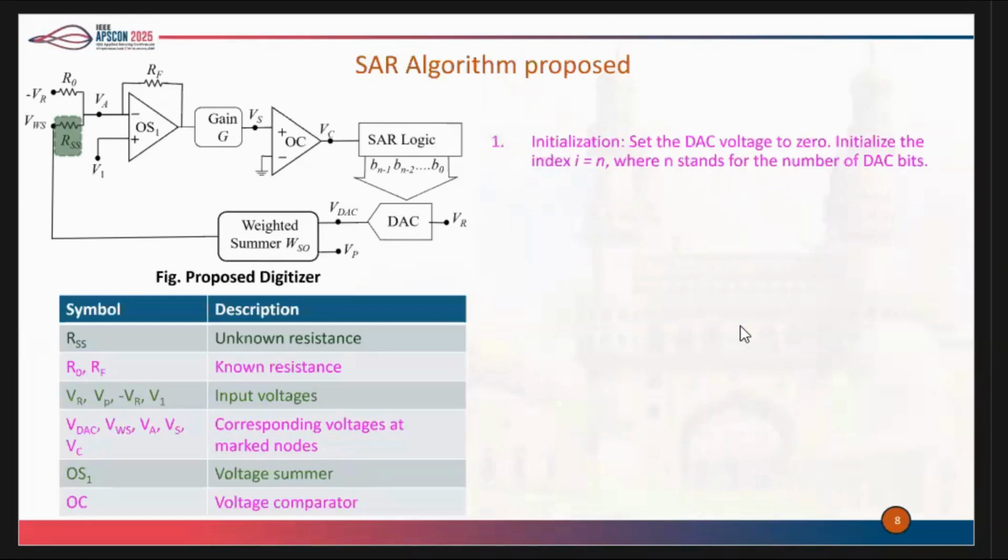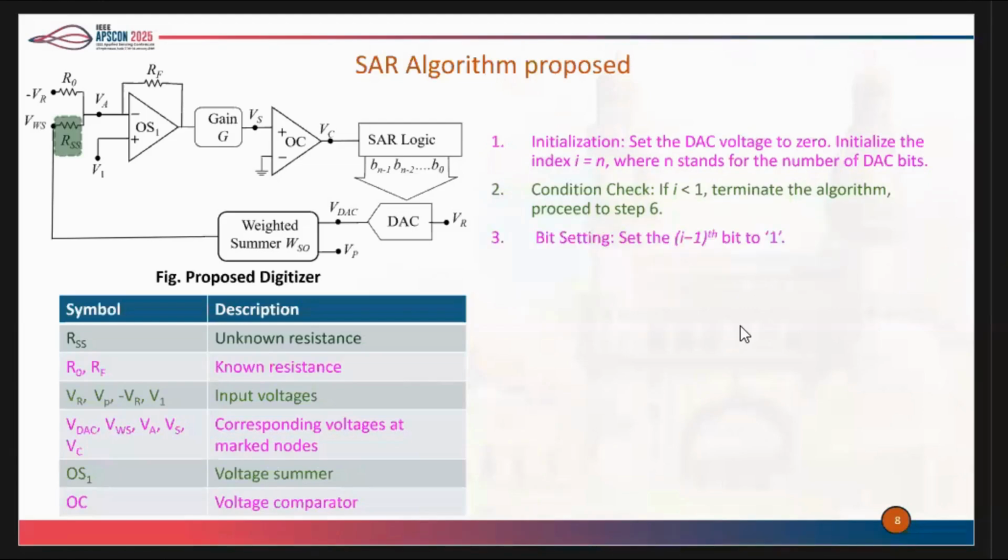So the algorithm is, first of all, we set the value of the DAC to 0 and then initialize our index I equal to n, where n stands for the number of bits of the DAC. We check if I is less than 1, then we terminate the algorithm and move to the last step, or we continue.